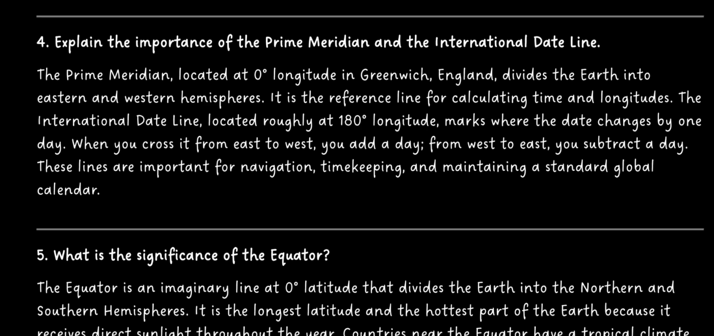The international date line, located roughly at 180 degree longitude, marks where the date changes by 1 day. When you cross it from east to west, you add a day. From west to east, you subtract a day. These lines are important for navigation, timekeeping, and maintaining a standard global calendar.